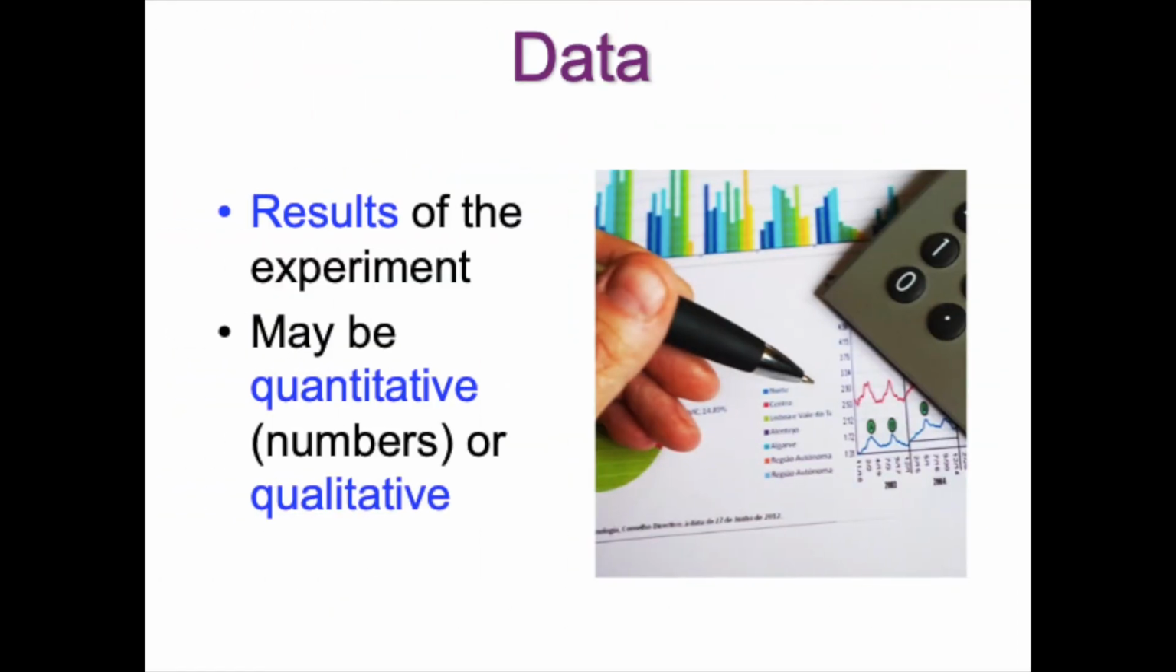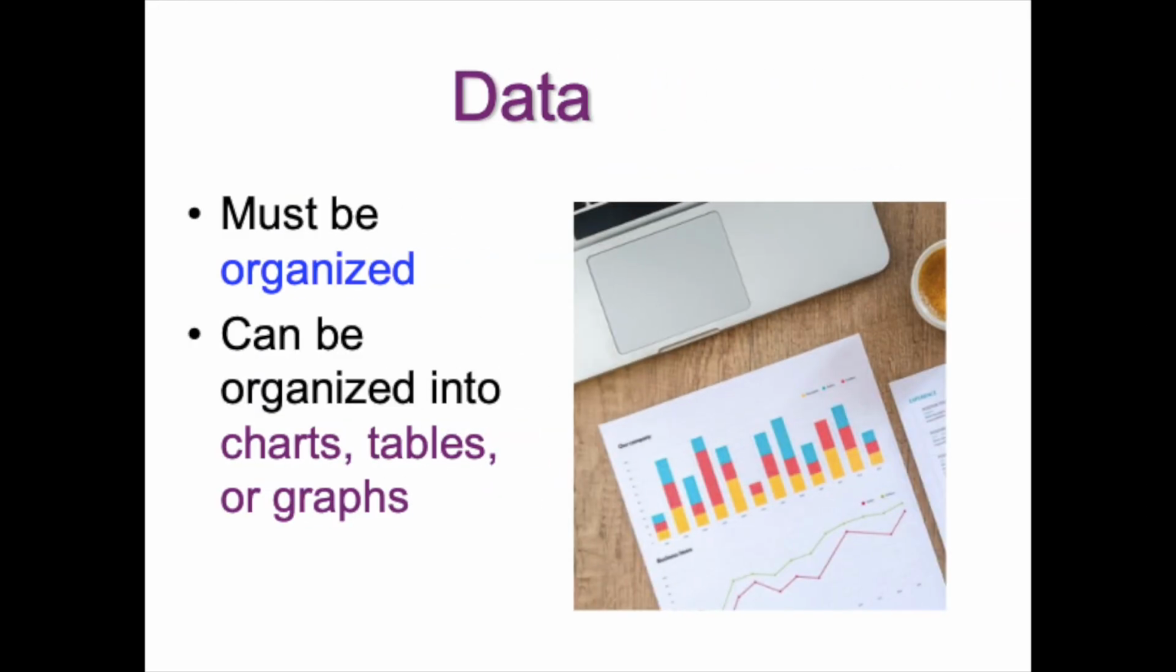Now, as far as data, the results of the experiment can be one of two or both. It can be quantitative and it can be qualitative. You can write down a discussion of what you observed, and you also need to write down numbers. You need to have measurable numbers for your data. And the data also needs to be organized. It needs to be organized into charts, tables, and graphs.